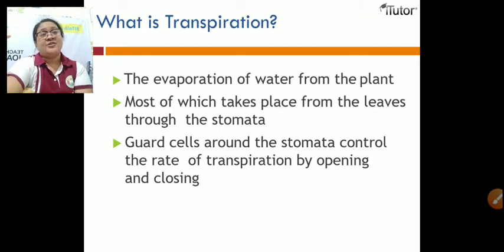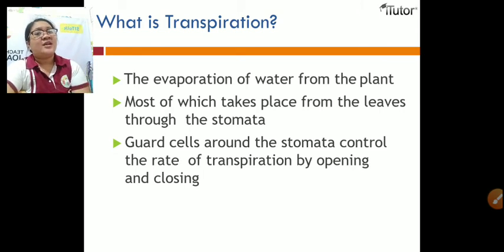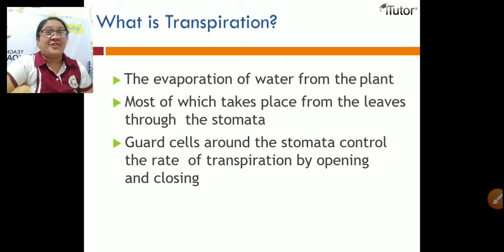What is transpiration? Transpiration is the evaporation of water from plants. In the water cycle, the water from the soil and from the oceans going into the air is called evaporation, while water loss from plants is what we call transpiration. Most of it takes place from leaves through the stomata, the openings of the leaves. Guard cells around the stomata control the rate of transpiration by opening and closing. They control how much water is lost to the heat of the sun.